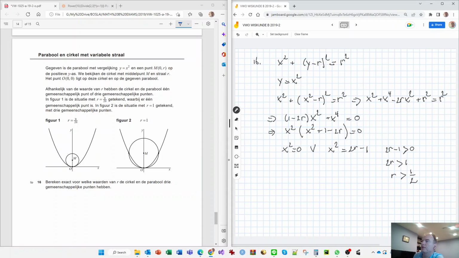Okay, I was wondering if this is correct, but this is 9/20. So 9/20 is less than 1/2. And for r is 1, we will see that we have 3 common points. Okay, so this is the answer then.